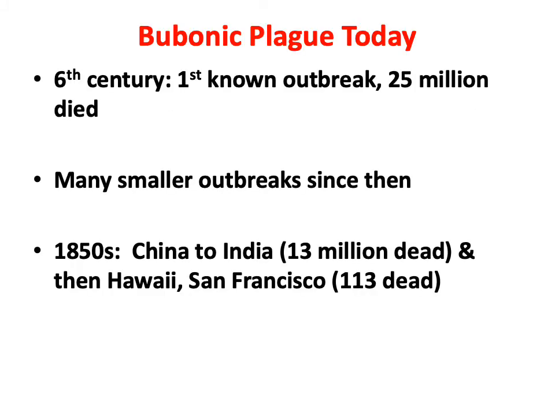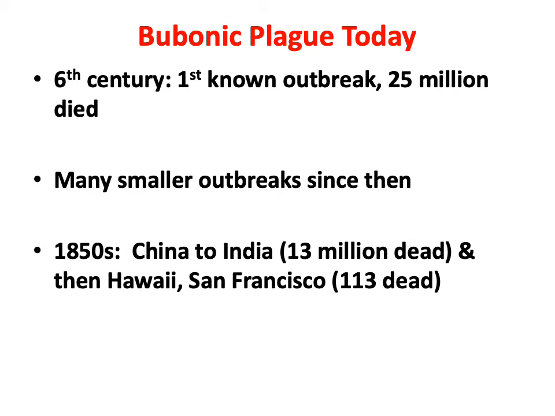Just of general interest, of course, this won't be on the examination, sort of what happened after the 14th century to the bubonic plague. Well, the first known outbreak to scientists was in the 6th century when 25 million people died. I mean, 25 million is a tremendous number of people today. In the 6th century, it was a high percentage of the overall population. There have been many, many smaller outbreaks recorded since then.